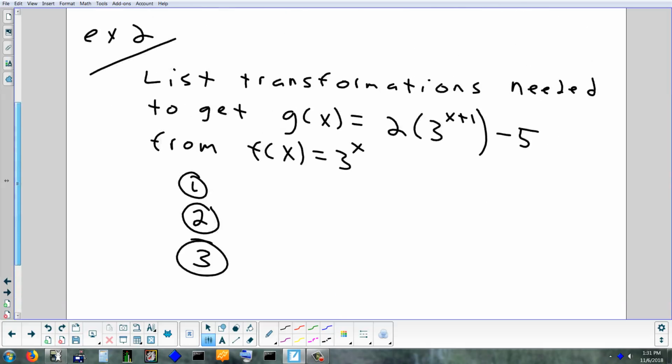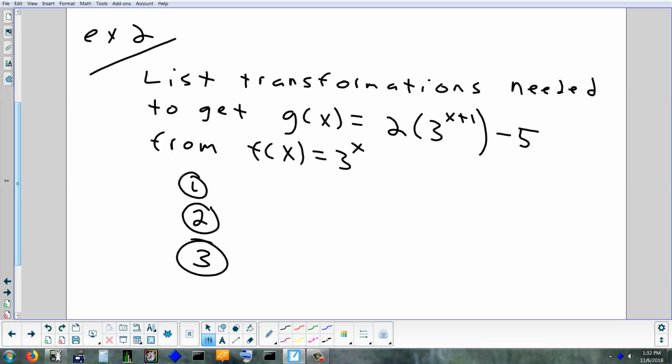Which one do we look at first? Yep. 5. No, that's last. That's the very last one we do. Stuff that's outside is always going to be at the end. Yep. The 1. We always start inside and we always start with the shift. Remember the order. Horizontal shift, horizontal stretch, vertical shift. That's your order. So the plus 1, I agree, we're going to look at that. And what's the plus 1 going to do to my graph? It's addition, and it's inside.